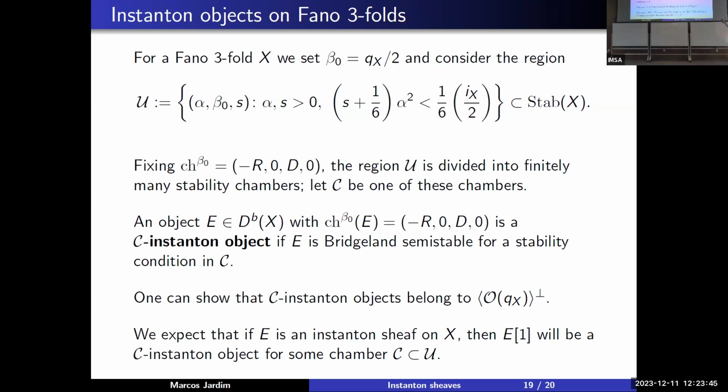Instanton objects belong to the perpendicular of O_X. So they are some sort of generalization of the instanton sheaves on these Fano threefolds with Picard rank 1. But then we don't know them all. We're still starting to explore other Fano threefolds to see what these instanton objects are in other Fano threefolds.